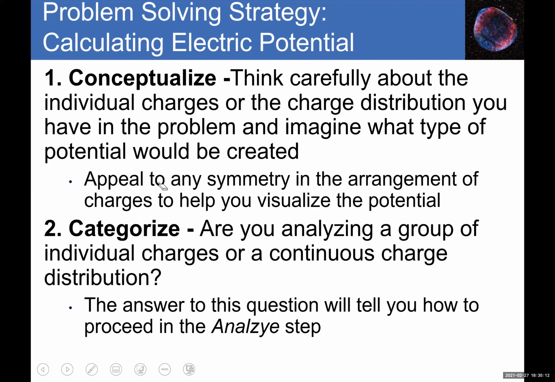You just find the potential due to each charge and add them together algebraically. If you have a continuous charge distribution, then you have to do the integral. Again, it's a little bit simpler integral, but still, it's an integral nevertheless. You have to approach it the way we did for the electric field due to a continuous charge distribution. That means use the symmetry, maybe even use Gauss's law to get the electric field, and then use the integral to find the potential. Again, so categorize: are you analyzing a group of individual charges or a continuous charge? And the answer will let you know how to proceed in the analyze step, which will be the next one.